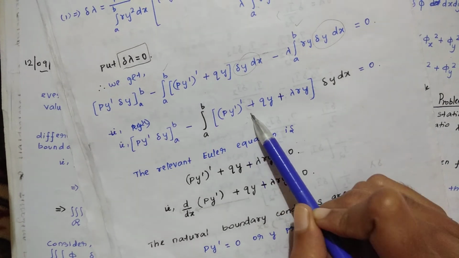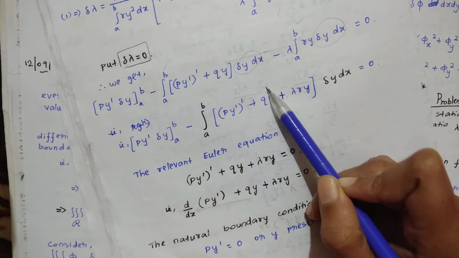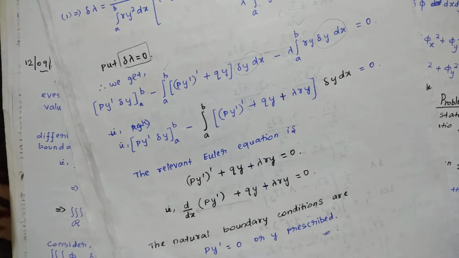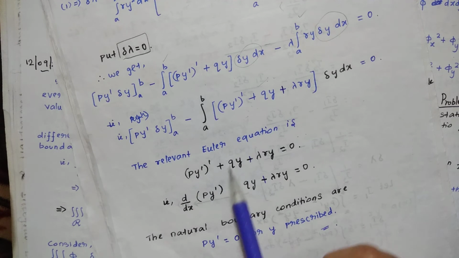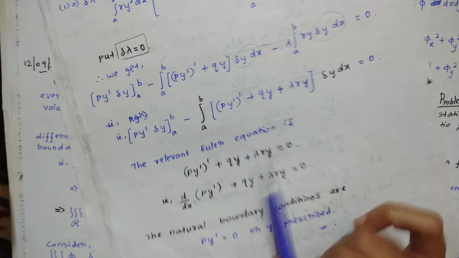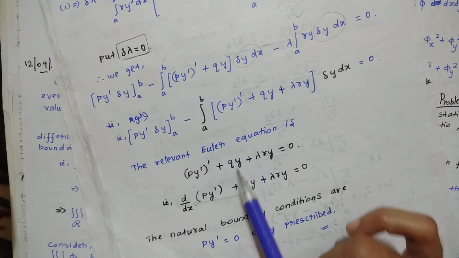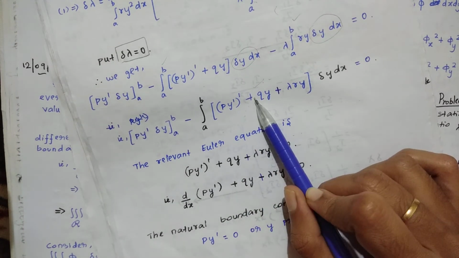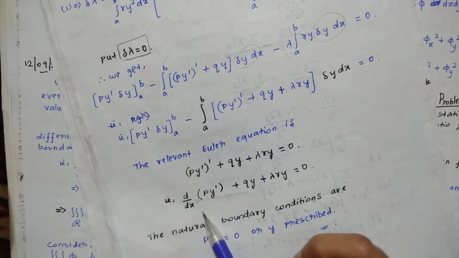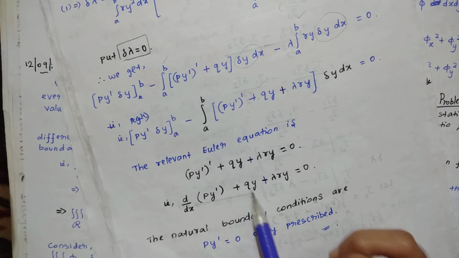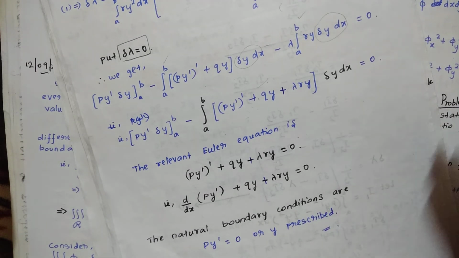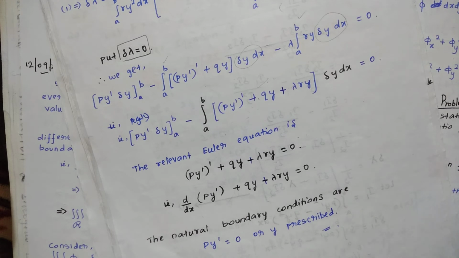So you are writing the Euler equation from this integration, and the boundary condition using this. First let us write the relevant Euler equation. So the relevant Euler equation is this. From where did you get this? You got this from here. So this p y dash, the whole dash, can be written like this, right? d by dx of p y dash plus q y plus lambda r y. So you finished writing the relevant Euler equation.